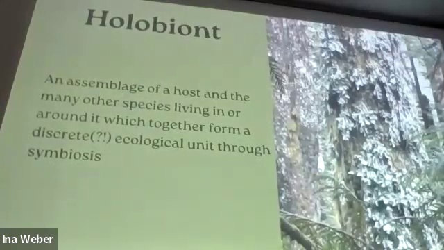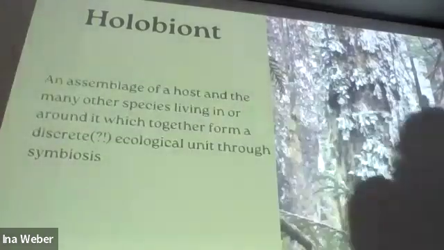The reason I bring up the idea of holobionts is because it started with Dr. Lynn Margulis, who was a microbiologist in the 60s, 70s, and 80s. She died in 2011. She coined this term, and originally it was applied to corals and lichens. But as microbiology got more advanced and better tools came along, they realized that plants are holobionts, trees are holobionts, we're holobionts.